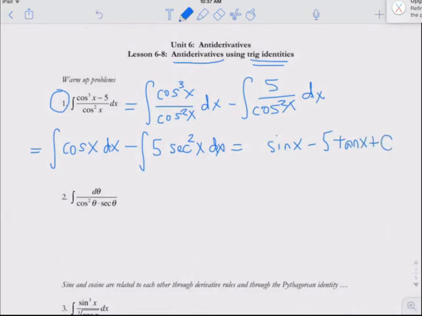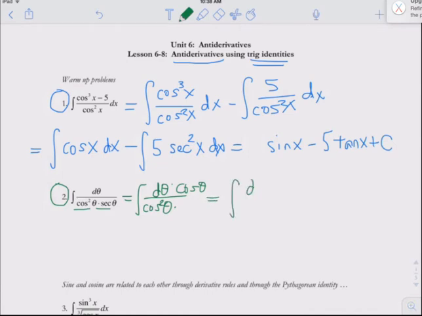So that's number one. Number two also has some rewriting to do. There's a relationship, of course, between cosine and secant. We could rewrite the secant as a reciprocal of cosine. So you could just put the cosine on top instead of a secant on the bottom.